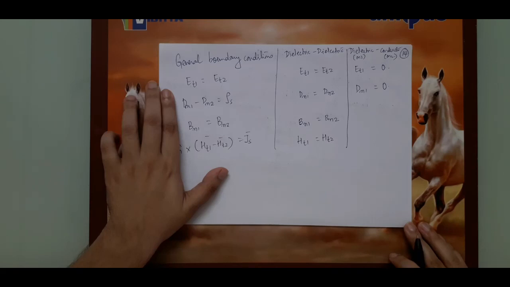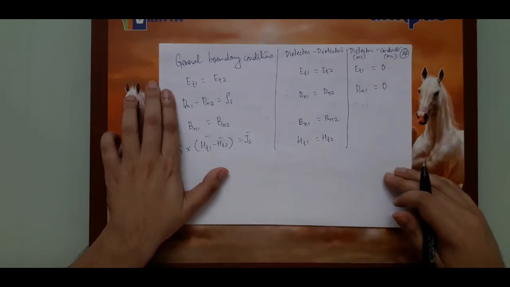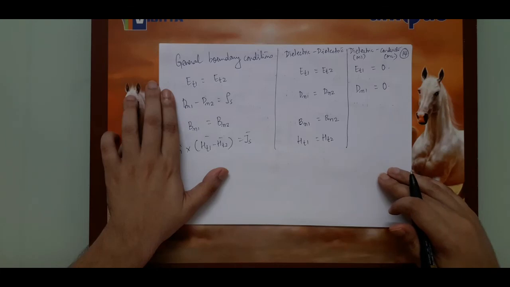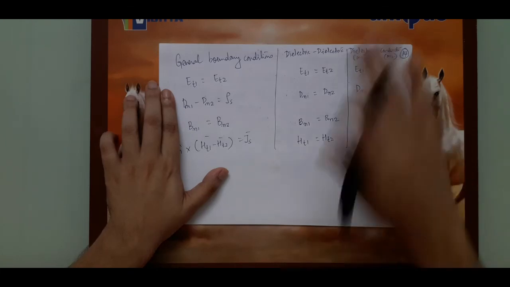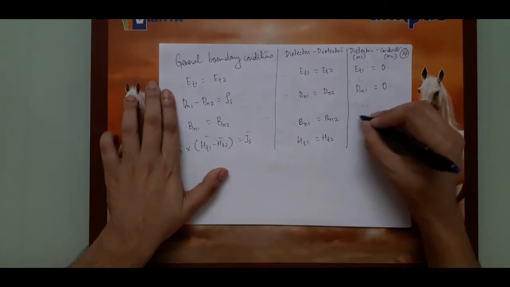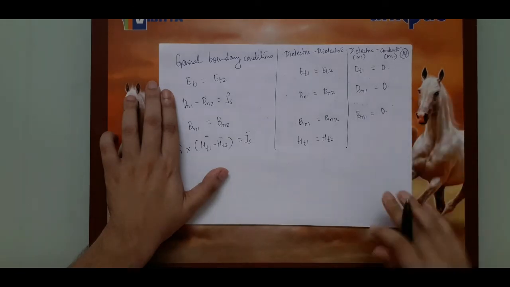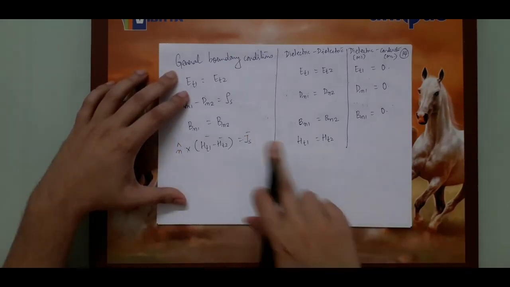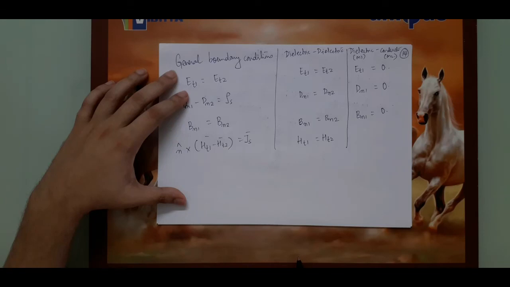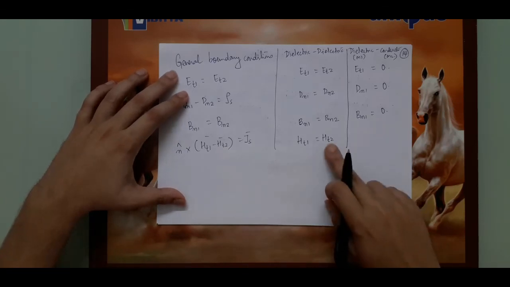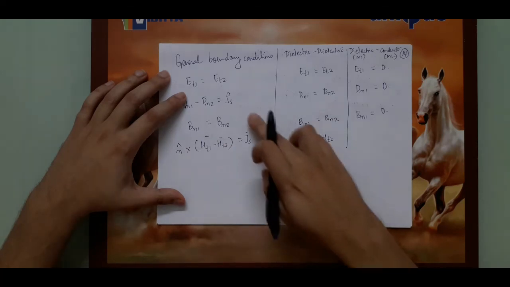What about magnetic field? We have already related electric and magnetic field using the Maxwell's equations. So if electric field is 0, the magnetic field will also be 0 because both are codependent on each other. If you apply Faraday's law, this is what you will get. So I can say Bn1 is equal to 0. Now what about the tangential component? Well, HT2 will be 0, but the surface current will exist.